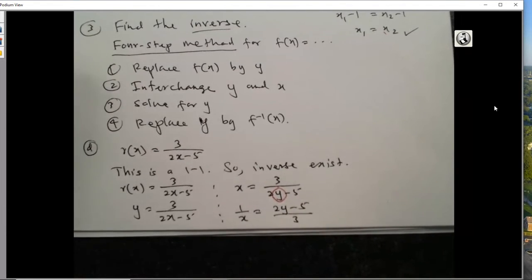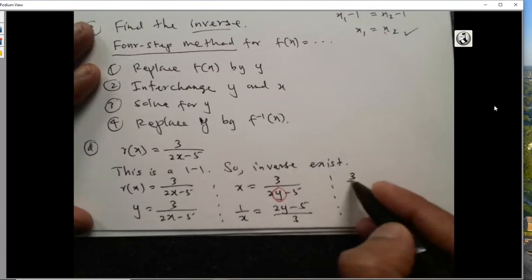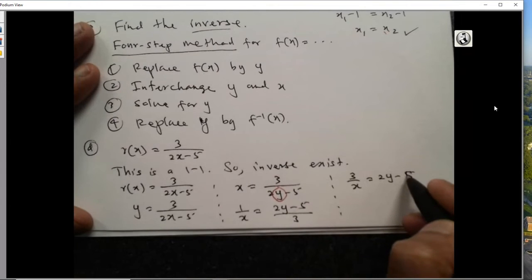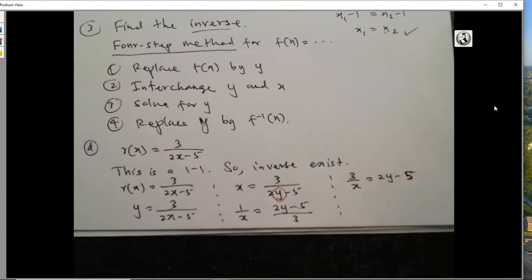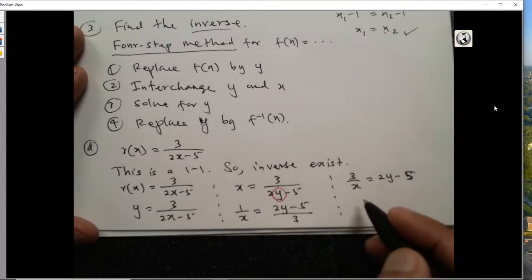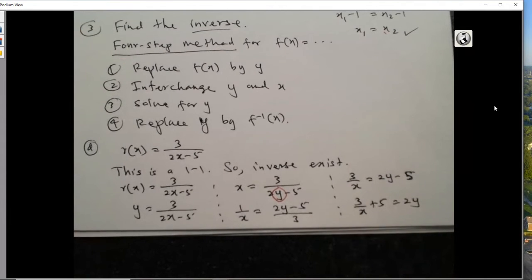We're going to solve for y. Now I'm going to multiply both sides by 3. So this is 3 over x equals 2y minus 5. Can someone tell me what's the next step? Add 5. Okay, we're going to add 5. So that means it's 3 over x plus 5 equals 2y. What's the next step?